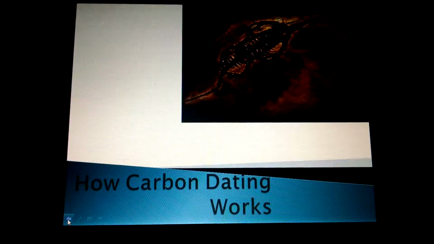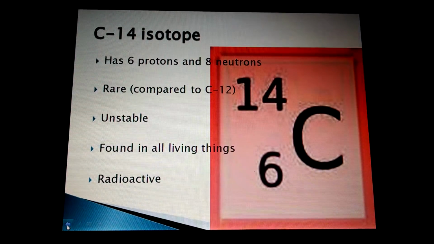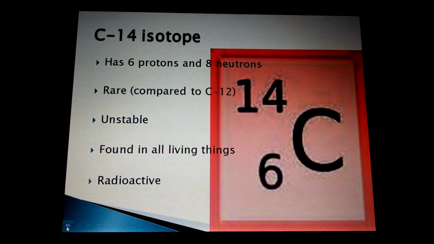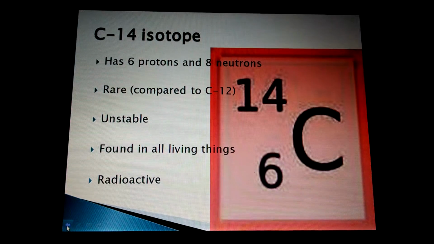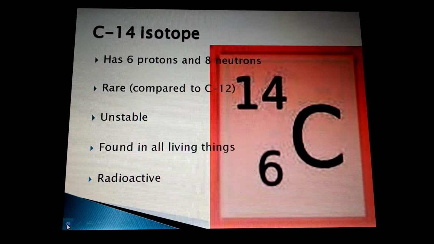About how carbon dating works. Carbon dating is based on the presence of the carbon-14 isotope, which has 6 protons and 8 neutrons. Carbon-14 is rare compared to carbon-12, but is still found prominently throughout the Earth. Carbon-14 is unstable, found in all living things, and is radioactive but not dangerous.